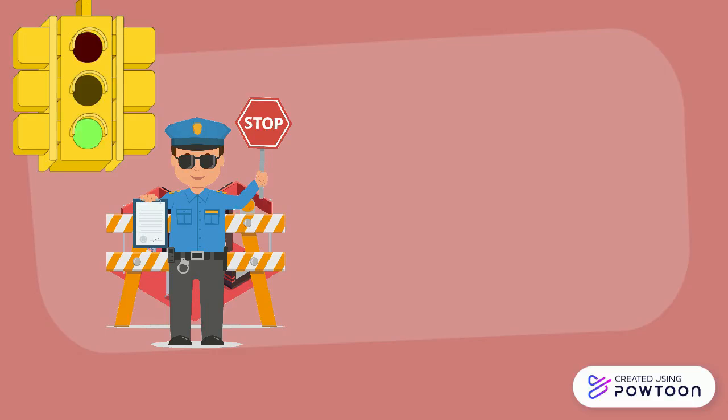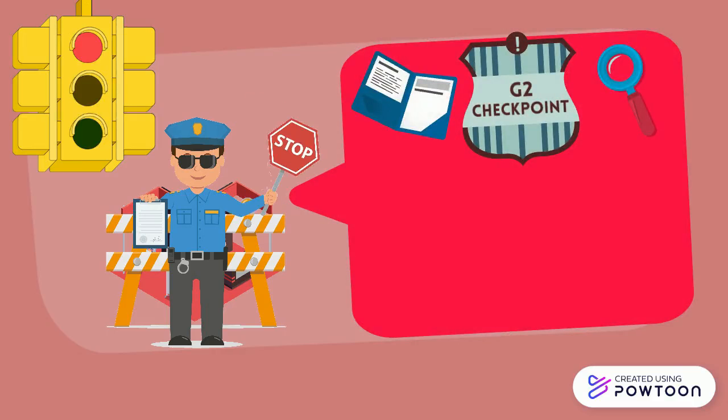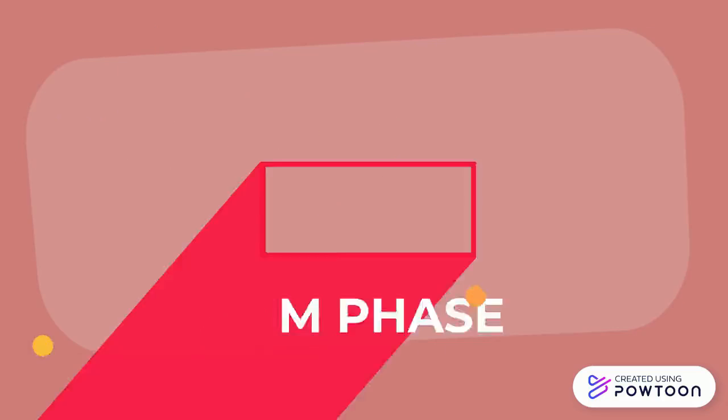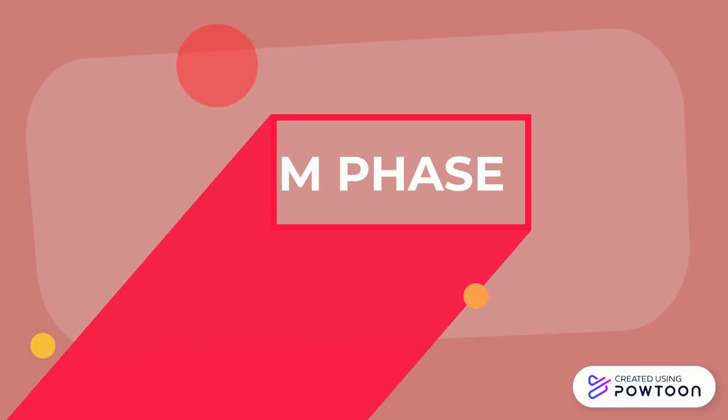Before we can enter the M phase, we have to pass through another checkpoint again, and that is the G2 checkpoint. The G2 checkpoint checks for the cell size and the DNA replication. And now, let us proceed to the next stage, which is the M phase, also known as the mitotic phase.